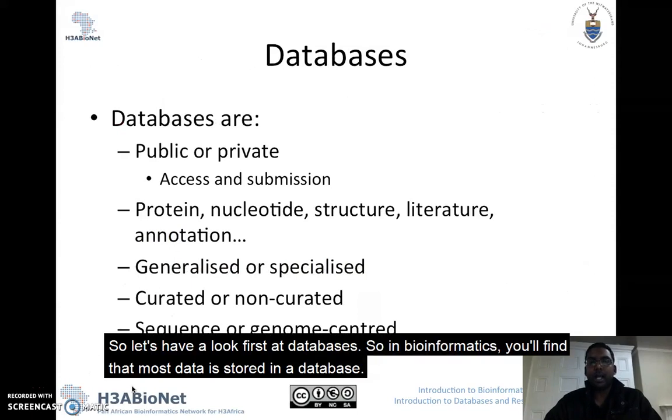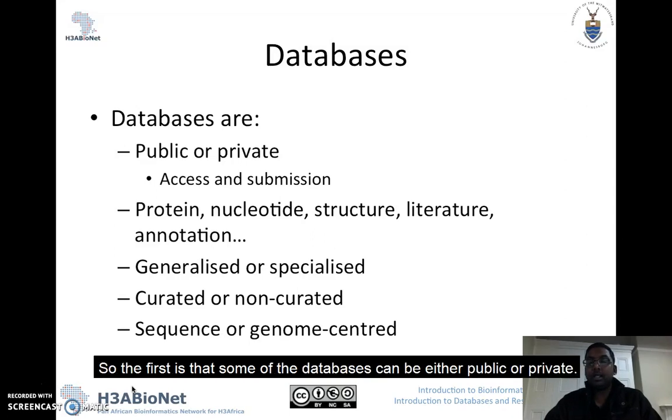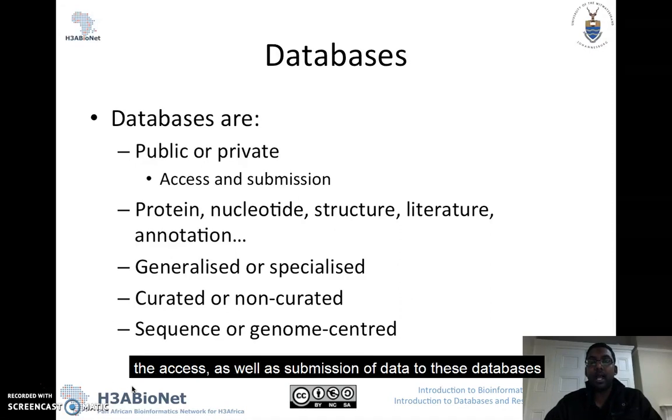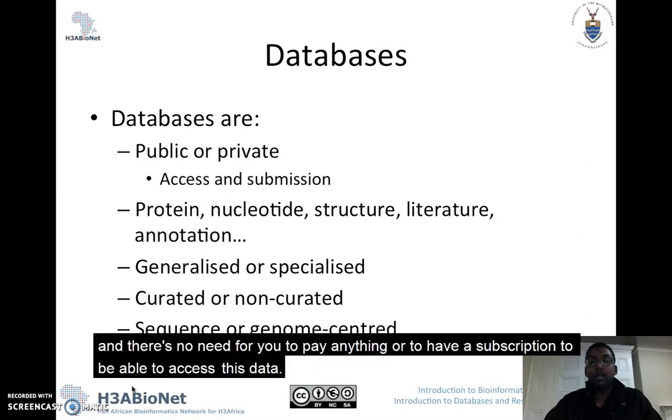So let's have a look first at databases. In bioinformatics, you'll find that most data is stored in a database. And there are different types of databases available out there. The first is that databases can either be public or private. Luckily, in the bioinformatics arena, the majority of databases are public, and therefore access and submission of data to these databases is usually open to the public, and there's no need for you to pay anything or to have a subscription to be able to access this data.